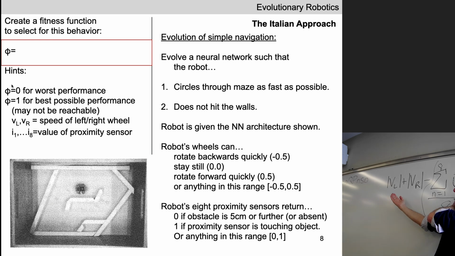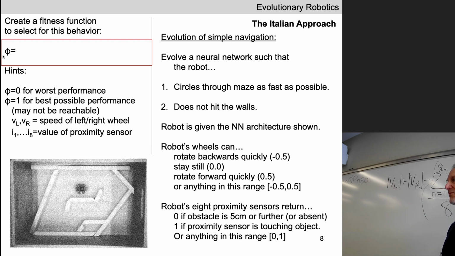Think about when this entire formula is lowest, what would the robot be doing? And think about when this equation would be as high as it could possibly be, what would the robot be doing? Remember that this is our fitness function, phi, and the fitness function is being maximized by the genetic algorithm.